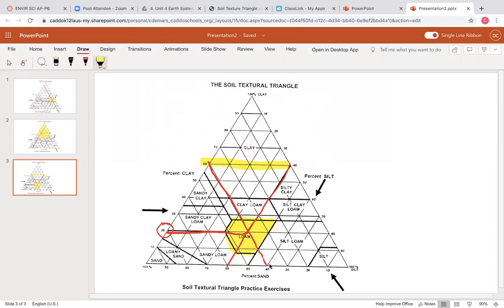So finish the rest of those questions on your own. Make sure that your geology doodle notes are finished and your soil doodle notes are finished.